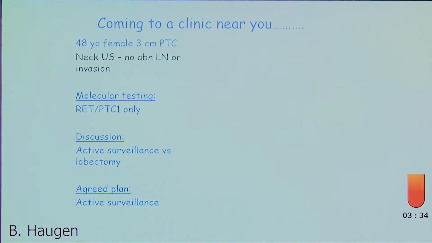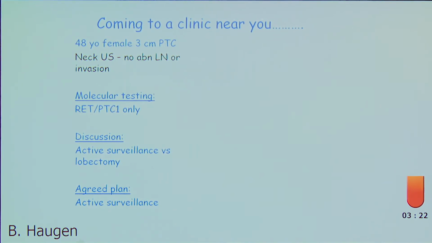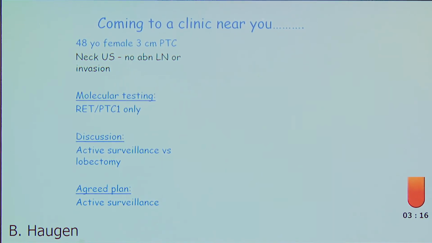So I want to finish with a little provocative patient story. This is where I think is going to be coming to a clinic near us. Exactly when, I don't know. 48-year-old female, 3 centimeter, biopsied papillary carcinoma. Of course we're going to take it out, right? It's 3 centimeters. Mike Tuttle, is he here? He wouldn't take it out.